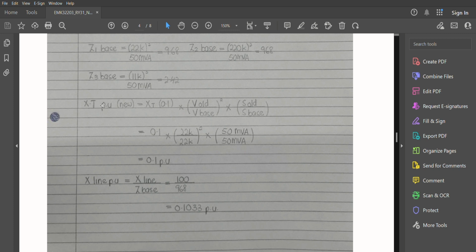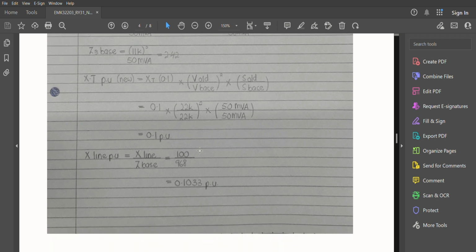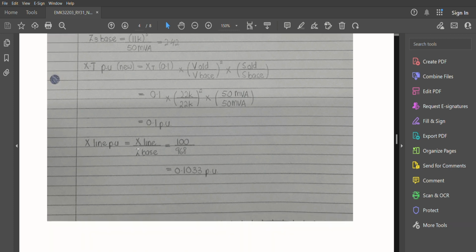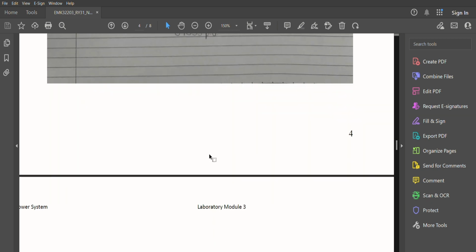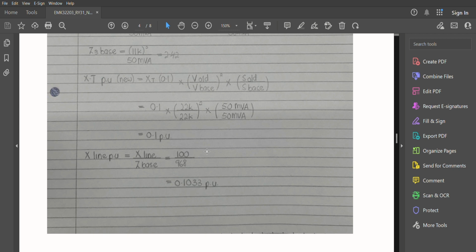So my XT per unit new is XT, 0.1, times V old over V base squared, times S base over S old. So the values are 0.1 times 22 kV over 22 kV squared times 50 MVA over 50 MVA, which equals 0.1 per unit. My X line per unit is X line over Z base, which is 100 over 968, equals 0.1033 per unit. So now let us move on to the simulation part.